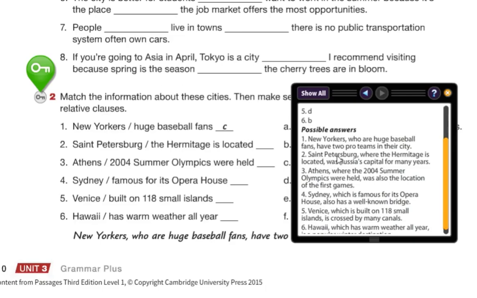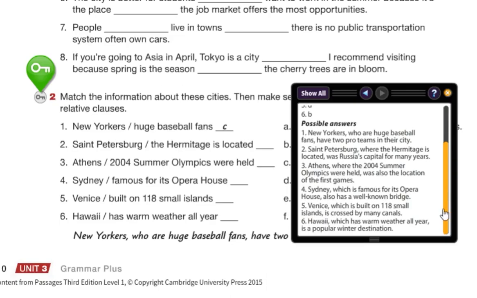Second, St. Petersburg, where the Hermitage is located, was Russia's capital for many years. Number 3, Athens, where the 2004 Olympic Games were held, was also the location of the first games. Number 4, Sydney, which is famous for its opera house, also has a well-known bridge. And number 5, Venice, which is built on 118 small islands, is crossed by many canals. And the last one, Hawaii, which has warm weather all year, is a popular winter destination.